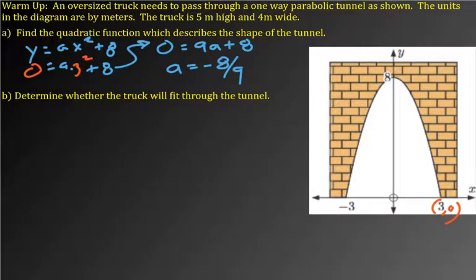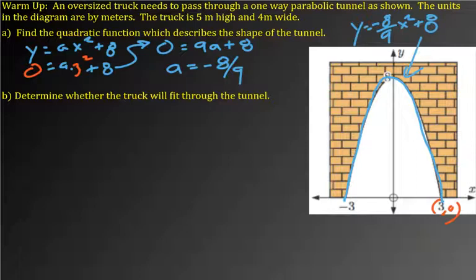And so my quadratic equation, this curve, is given by -8 over 9 x squared plus 8. The negative makes sense because we know it's open down. And you could definitely have also done that with factored form because you know the roots.